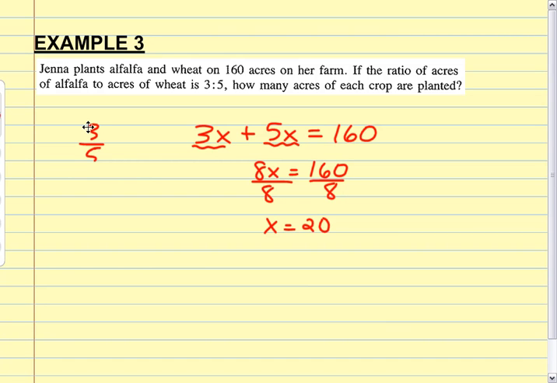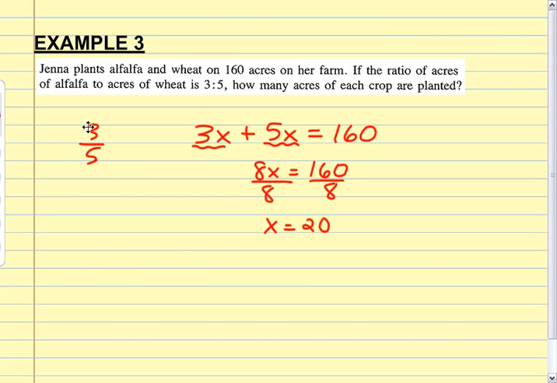Nope. It stands for the number that went into both of the acres, right? We reduced it. 20 went into both of them, so we divided them both by 20 to get 3 over 5. Okay, well, let's multiply them back by 20, right?